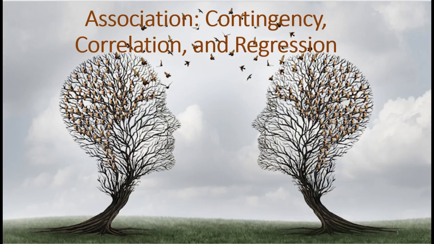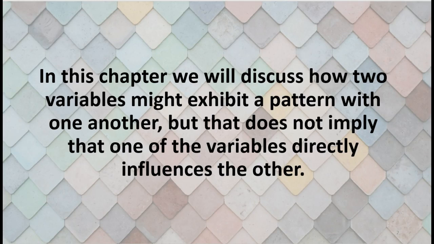This video will accompany Chapter 3, Section 1 notes. In Chapter 3, we're going to look at association, contingency, correlation, and regression. In this chapter, we will discuss how two variables might exhibit a pattern with one another, but that does not imply that one of the variables directly influences the other.